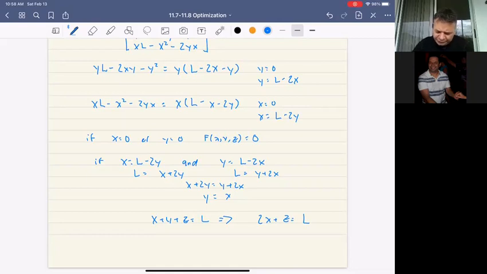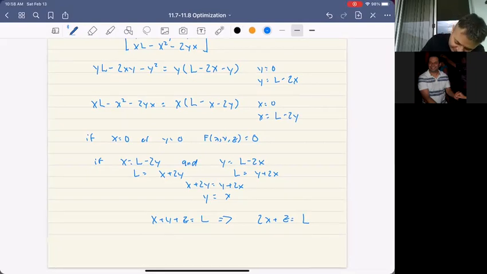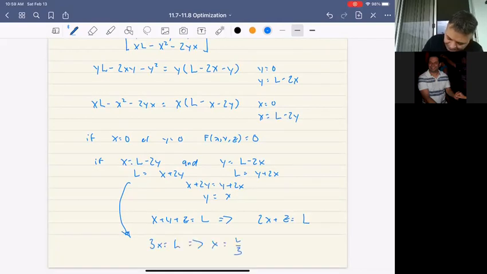Now, one more thing. L equals x plus 2y, so that means that 3x equals L, so x equals L over 3. So all of these things are L over 3. So we found a point.